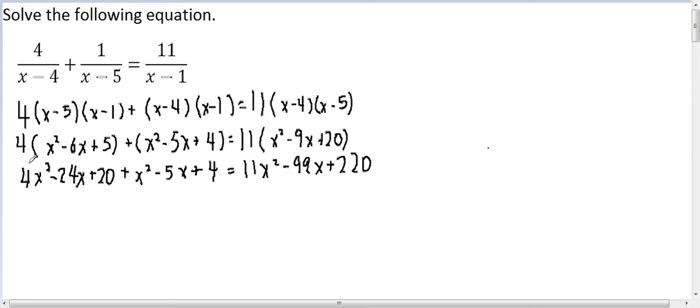Next, I'll go ahead and combine everything on the left hand side. So I'll combine the like terms, so 4x squared plus x squared is equal to 5x squared, minus 24x minus 5x is minus 29x, and 20 plus 4 is equal to 24. And that's equal to the expression we had just written on the right hand side. So that's 11x squared minus 99x plus 220.